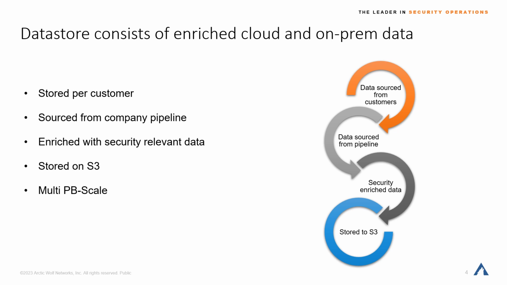So the data store that my team owns consists of enriched cloud and on-premises data. It's stored per customer, and it's sourced from a large pipeline that the company maintained by basically all of the teams in the company. The data isn't stored in a raw format. It's enriched with security-relevant data. It's stored on S3, and it's multi-petabyte in size, basically.